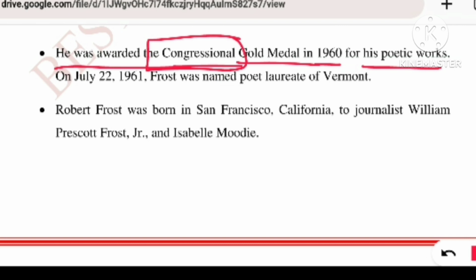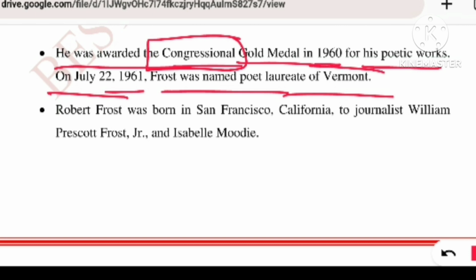Now see, this was given in the year 1960, and on July 22nd, 1961, Frost was named Poet Laureate in Vermont. This place is in the United States. So here we see that he is famous not only in England but in the US as well.